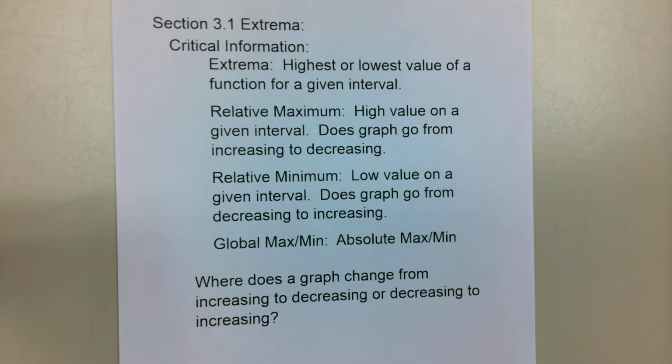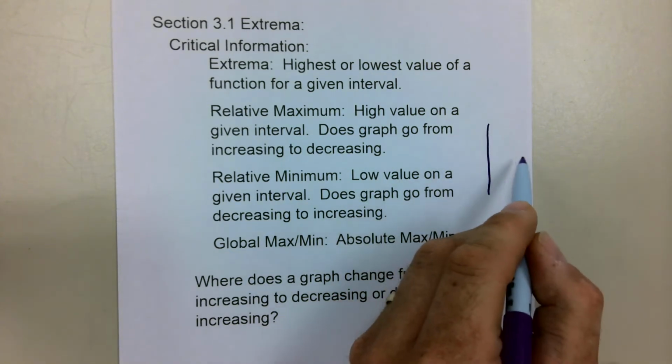So an extrema is the highest or lowest value of a function on a given interval. Relative maximum, relative minimum, we've seen these words before. We started with them in Algebra 2. We looked at a graph. We saw where the high points or the low points were. Same thing here. Relative maximum is going to be the highest point on a given interval. Relative minimum is going to be the lowest point on an interval.